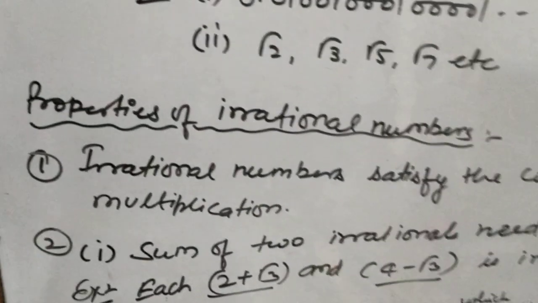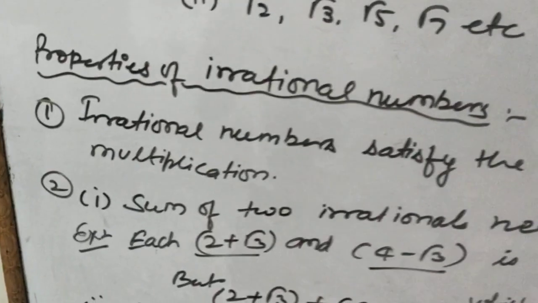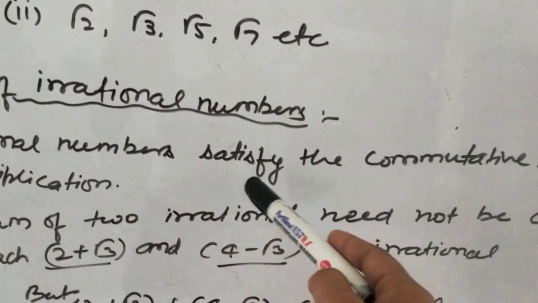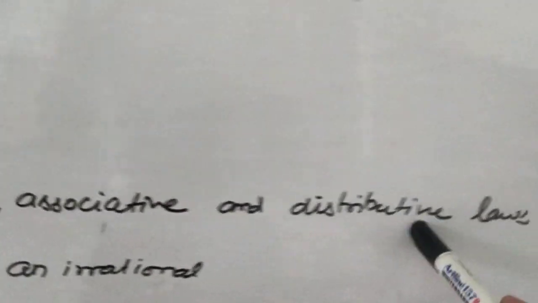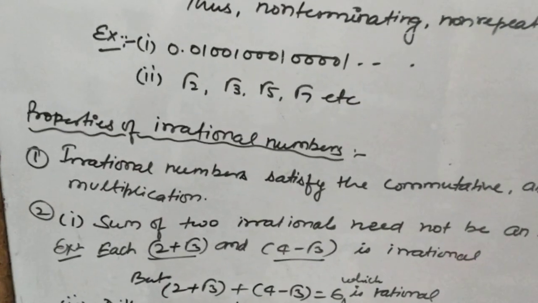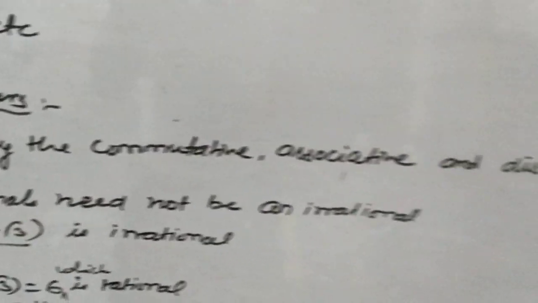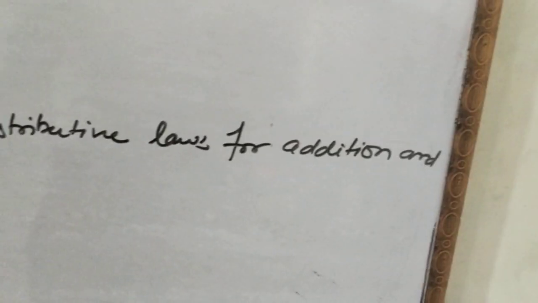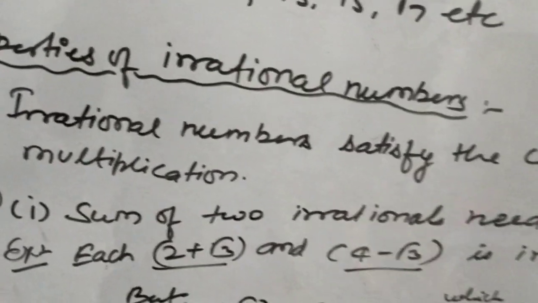Now we study the properties of irrational numbers. First point: irrational numbers satisfy the commutative, associative and distributive laws for addition and multiplication. All of you studied the commutative, associative and distributive properties in class 8th. All irrational numbers satisfy these conditions.